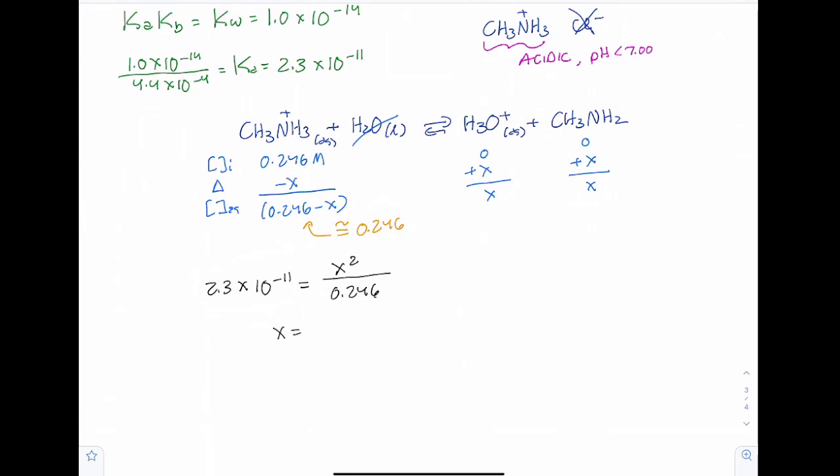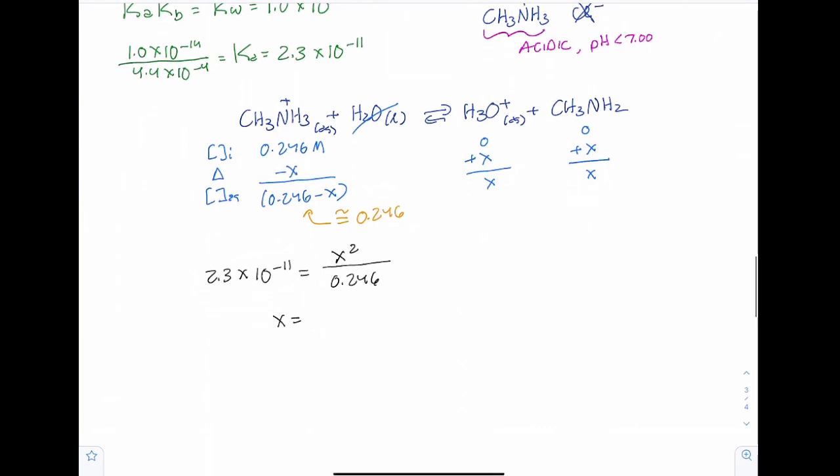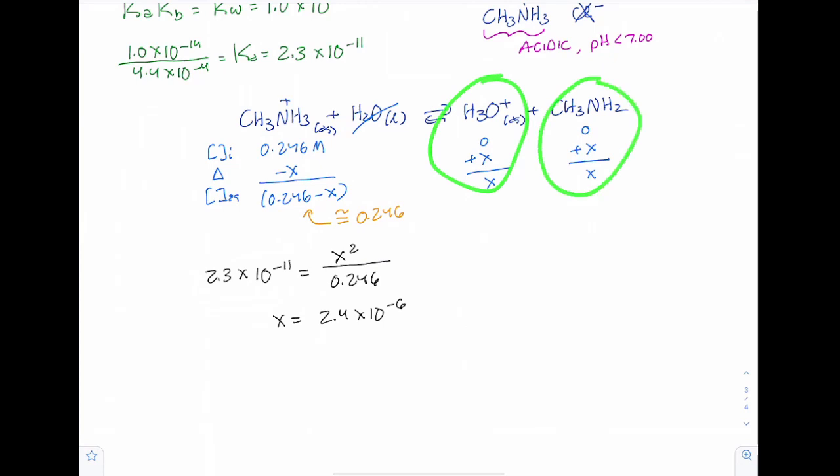And when I did that, I got x to be 2.4. Still just want those 2 sig figs. Times 10 to the negative 6. And then x is representing, right, a molar concentration, so I'm going to add a capital M for my molarity at the end of that.